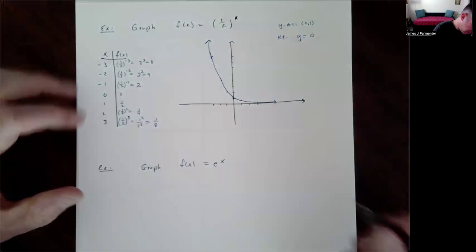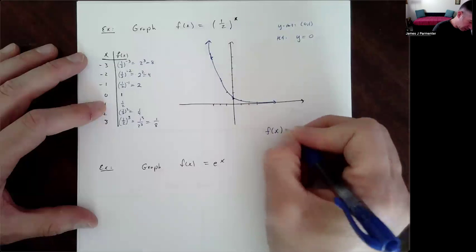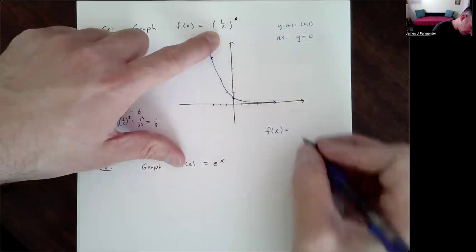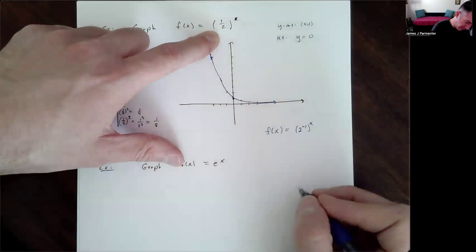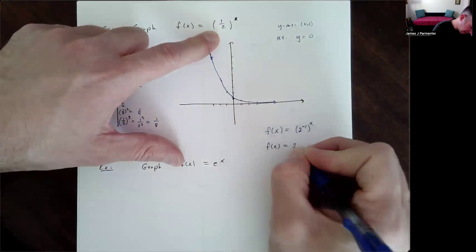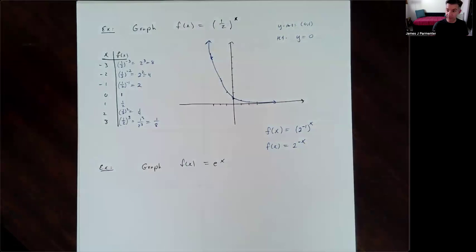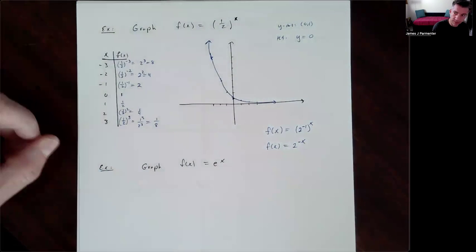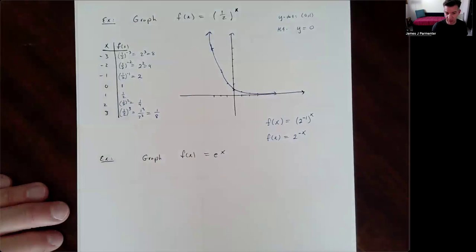I will point out that this is the same as f of x equal to, in fact, let me just show you. 1/2 is the same as 2 to the -1, to the x. And then if you have a power to a power, you multiply the powers, and that's going to be the same as 2 to the -x. So it's like we took our 2 to the x function and then did f of -x and got a reflection in the y-axis. Cool.